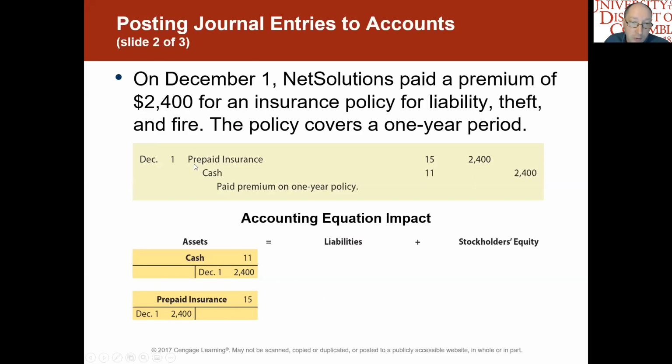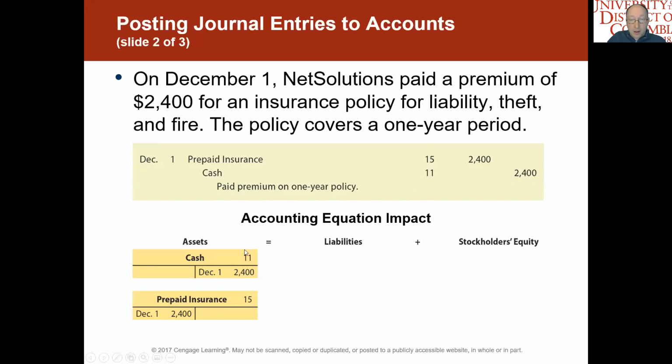What does that transaction look like? We debit our prepaid insurance, which is an asset account, for $2,400, and we are going to credit our cash for $2,400, and the note is paid the premium for 1 year policy. There are a couple of reference numbers here. The reference numbers are tied to the number of the account on the chart of accounts. Prepaid insurance, that account number is 15. The cash account number is 11. As you can see, it's referenced here below.